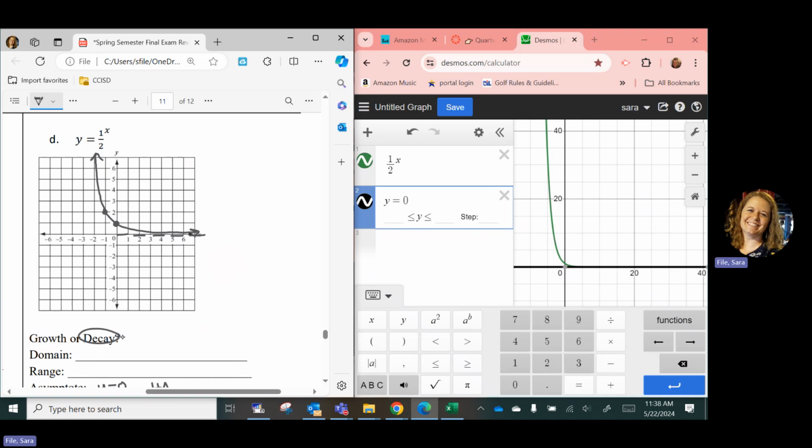Okay, the domain is still all real numbers. Domain of exponentials is all real numbers. It goes left and right forever. But the range is inhibited by the asymptote. So that asymptote in this case is at 0. So the range is 0 to infinity. But this time we do not include 0. We use a parenthesis because there's an asymptote. It doesn't actually include 0. Or you could say y is greater than 0.